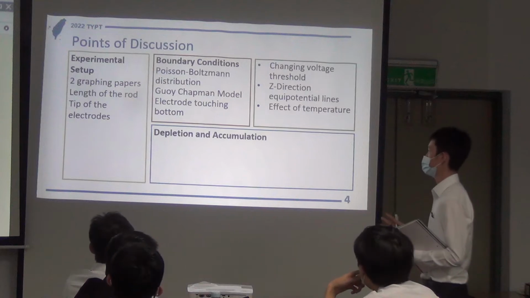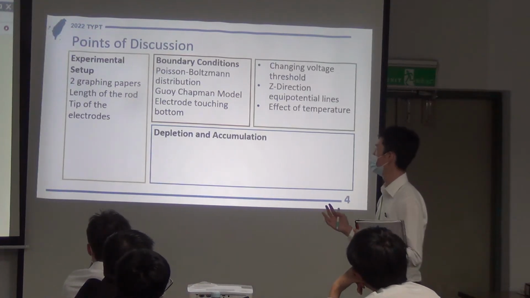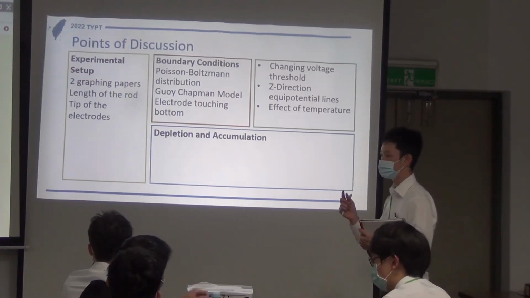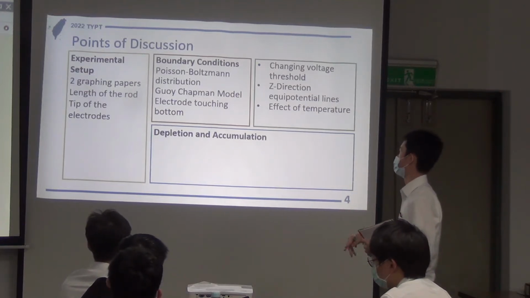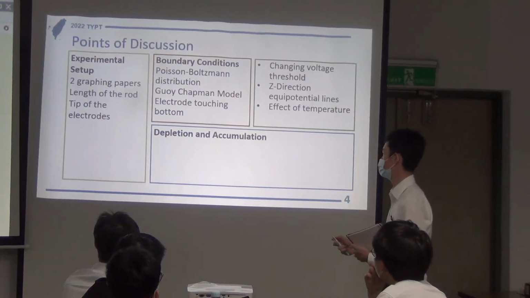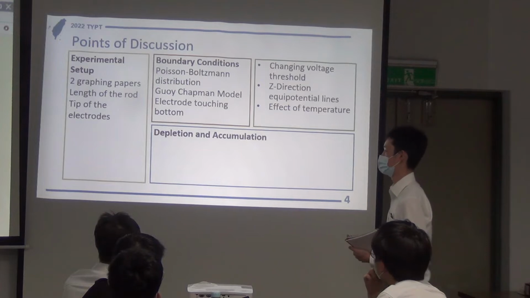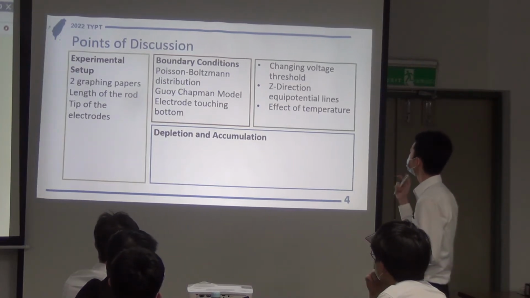So our point of discussion will begin with the setup. I want to talk about the possibility of using two graphing papers as a suggestion, the length of the rod, and using the tip of the electrodes touching the bottom. We'd also like to talk about boundary conditions, the Poisson-Boltzmann distribution and the Gouy-Chapman model, which have already existed for more than a century and can be used to model this, and also the electrode touching the bottom.